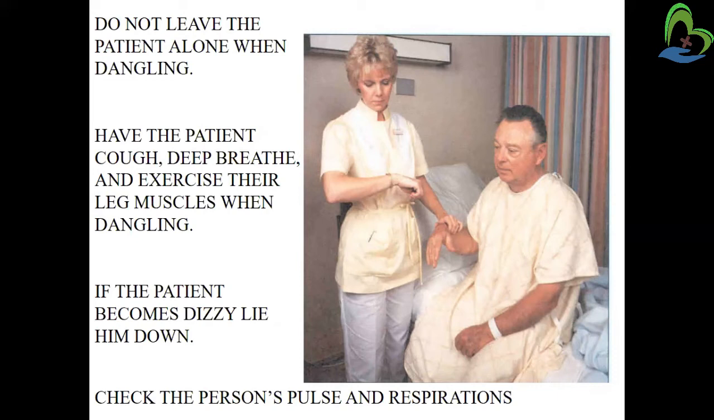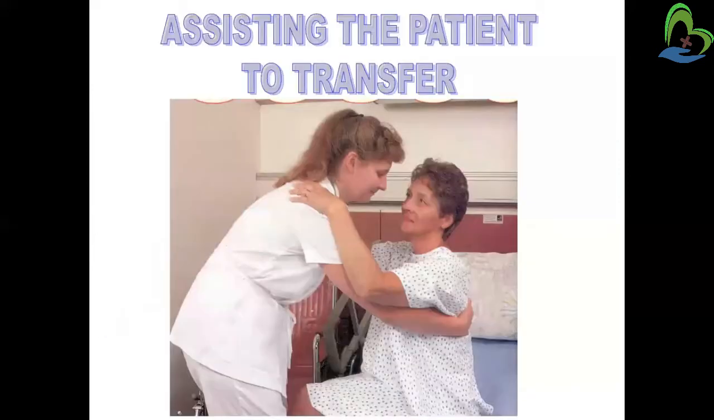If the patient becomes dizzy, lie them down. If the patient feels dizziness or giddiness, we can apply the supine position, so they can comfort themselves and relax. Then check the person's pulse and respiration. We have to check the vital signs, that is respiration, pulse and blood pressure. If there is any fall in them, then we can relax the patient's body. So these are some criteria while applying the dangling.